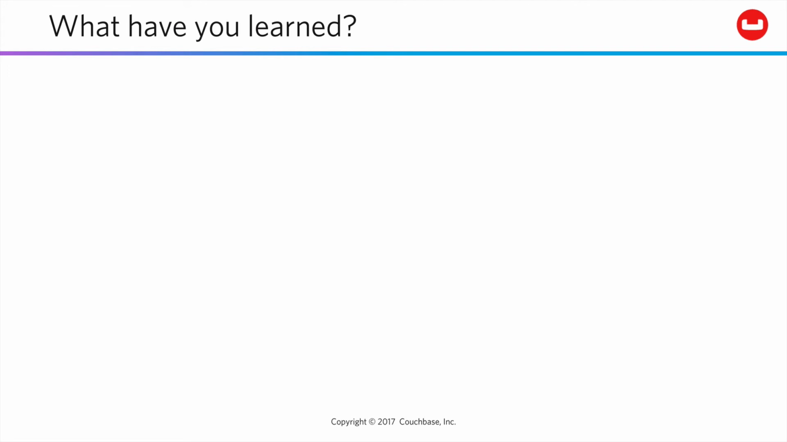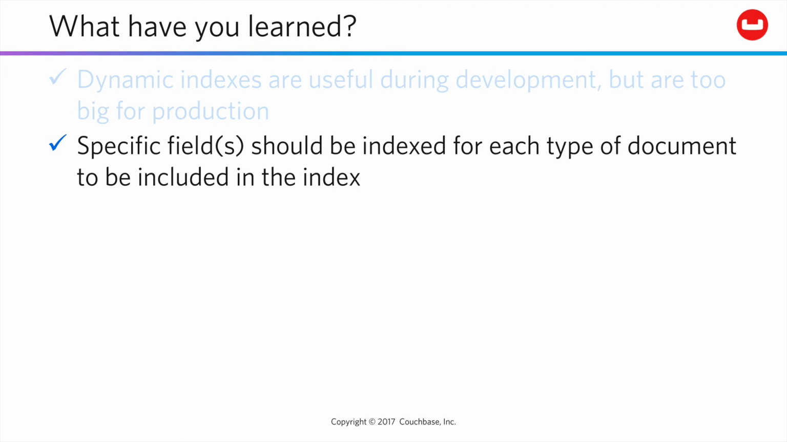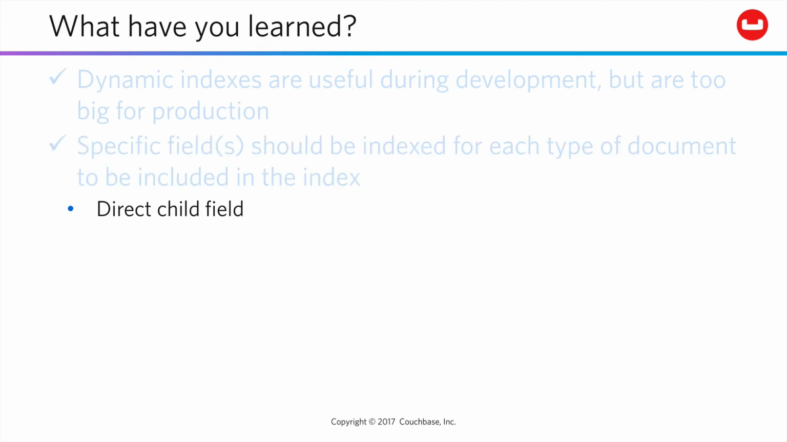So what have you learned here? Well, dynamic indexes are probably too big for production use, unless your documents have unpredictable structure and variable field names. Normally, specific fields should be indexed for each document type. Now, these may be a top-level field of the indexed document type, or you may require a mapping to reach the field or fields to be indexed within a nested array or object in your JSON.